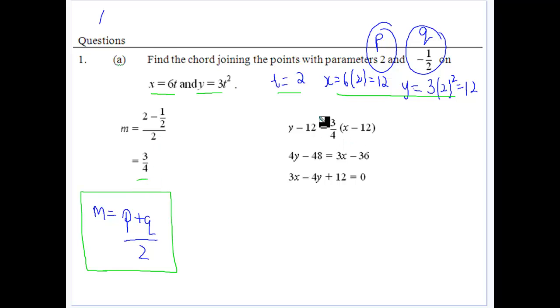So if that's the case, we've got our point, we've got our gradient. Even though we got it through our parametric points, we're using a Cartesian point here. Then we just substitute our value of the gradient. We multiplied through by 4 and then collected our terms, and we get 3x minus 4y plus 12 equals 0. This is the equation of the chord for that parabola.